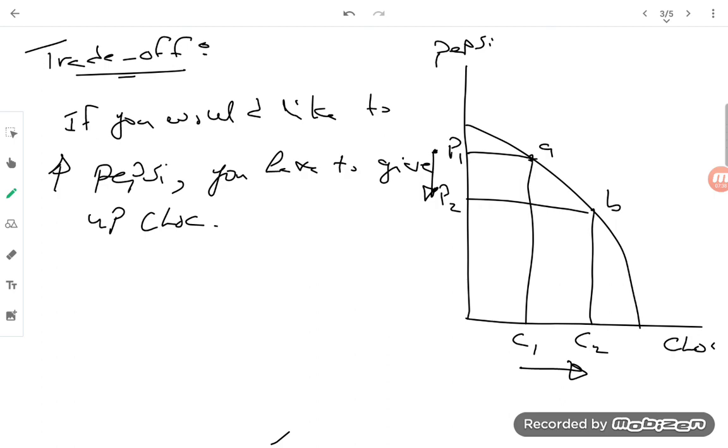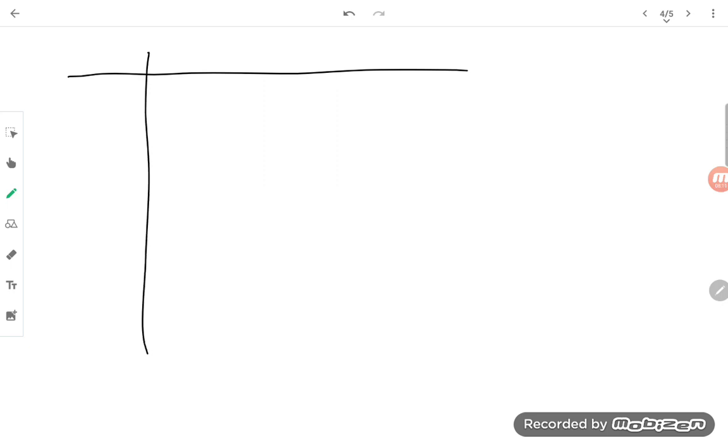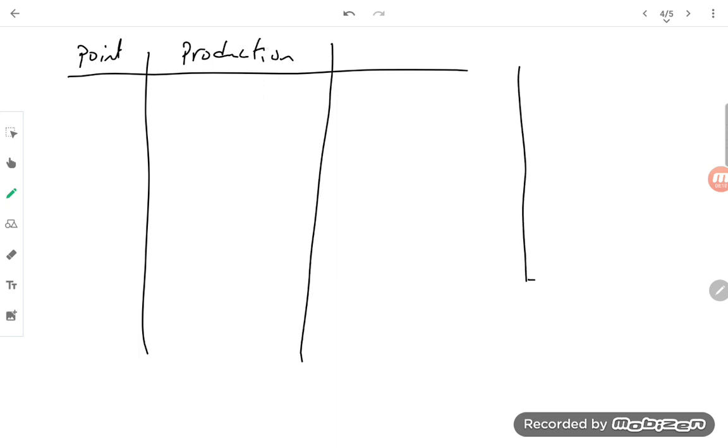Now we would like to talk about PPF in terms of two different points of view. Number one, with respect to production, whether different combinations inside and along and outside the curve can be produced or not. And number two, with respect to efficiency, whether different combinations are efficient or inefficient. Number one, with respect to production.